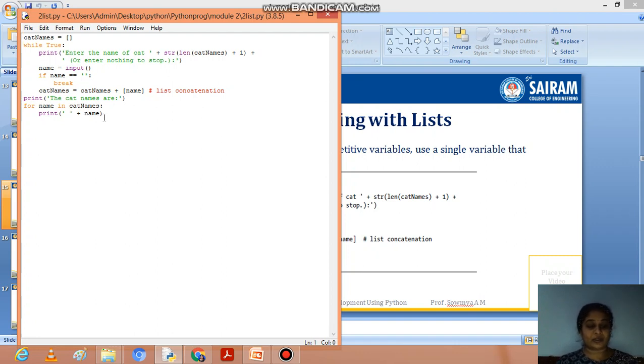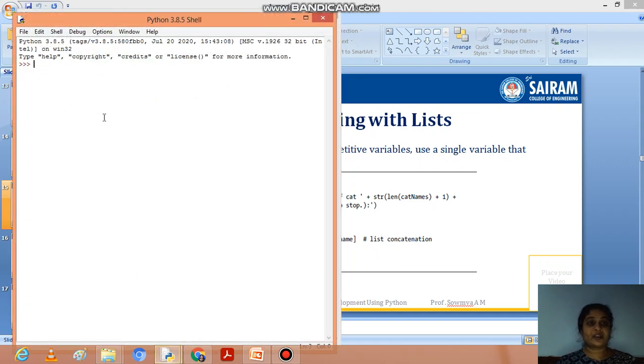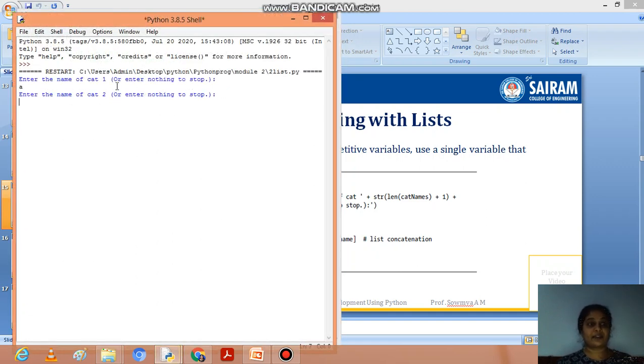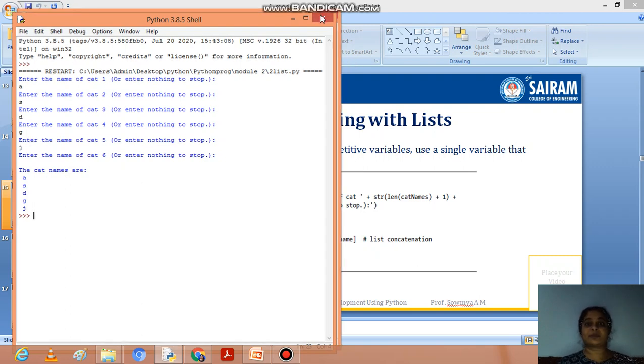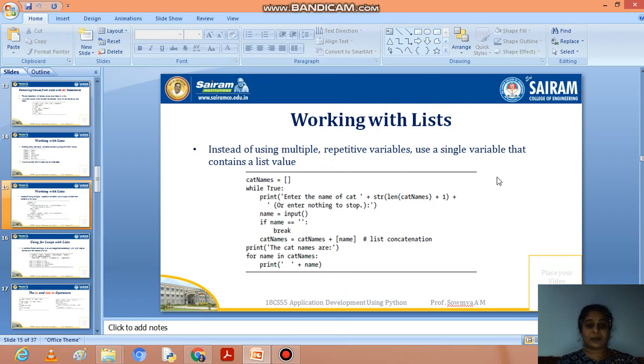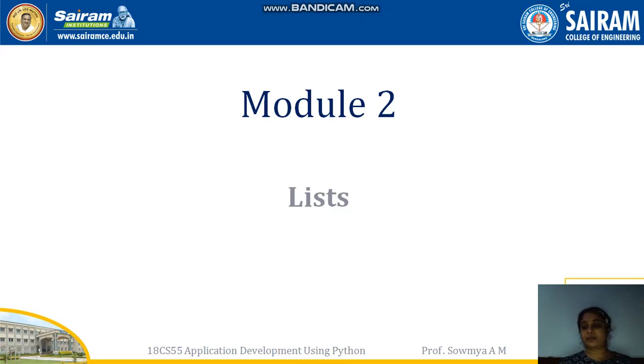So we will execute this with F5. So this is the function. I'll give A for the first cat name, S for the next, D for the next, G, J. If I enter without a value, all the cat names A, S, D, G, J are printed. This is how you can make use of a list and for loops or while loops to take values into the list, and you can print them. This is one example of how you make use of a list for scanning multiple values.